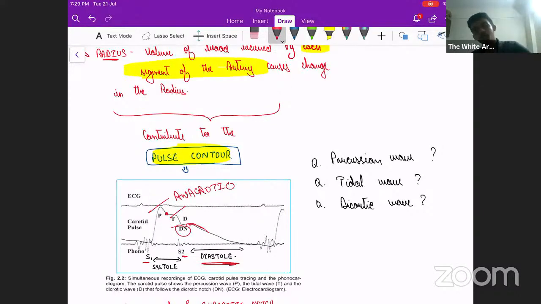Correct? So what is this percussion wave due to? What is this tidal wave due to? And what is this dicrotic wave due to? Anyone with the answer?